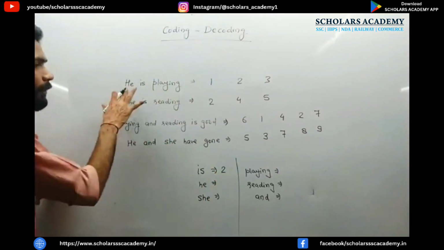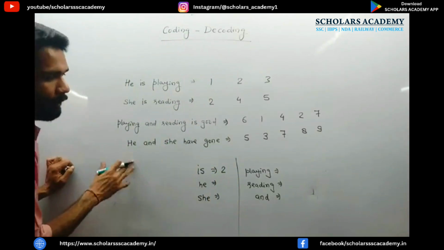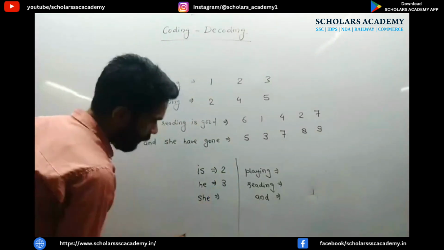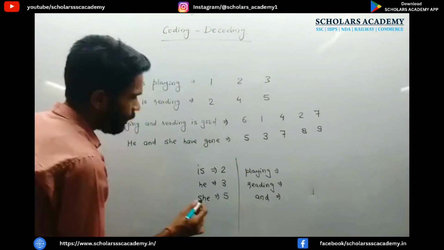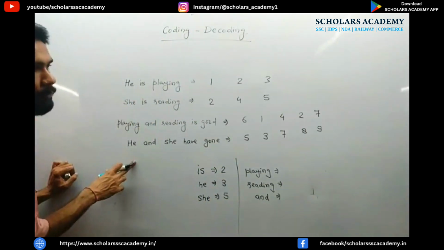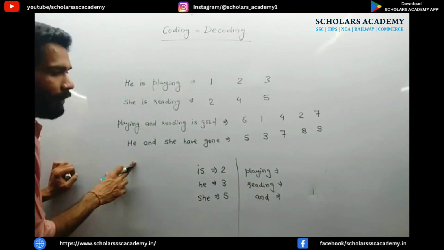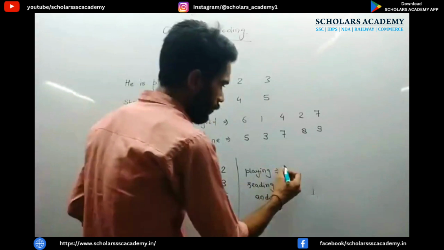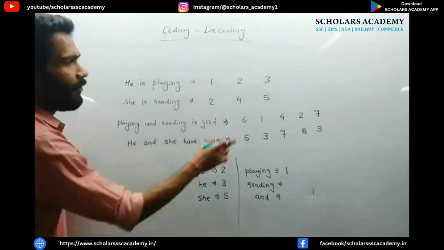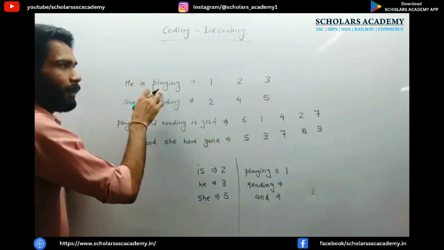He, the first and the last one will help. 3. So he is 3. She, 5 with the second and the fourth one. Only 5 is common. Then playing. So playing will be definitely 1 because 2 and 3 have gone. So 1 is left, which is for playing.